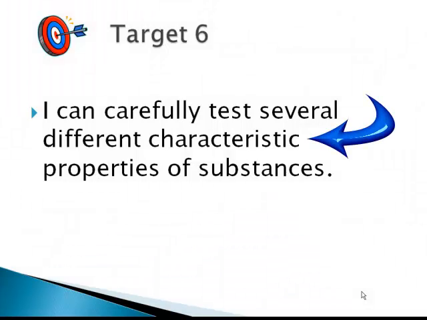Characteristic properties can be physical properties and/or chemical properties. Knowing how to test for characteristic properties will help you as you learn to distinguish the two types. They'll also help you as you learn to distinguish types of matter.